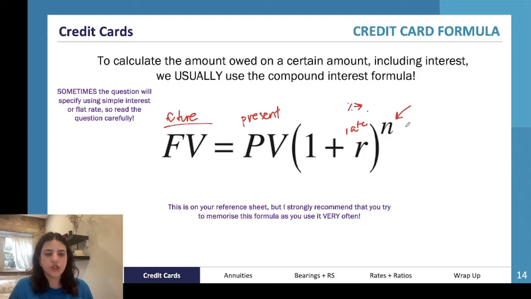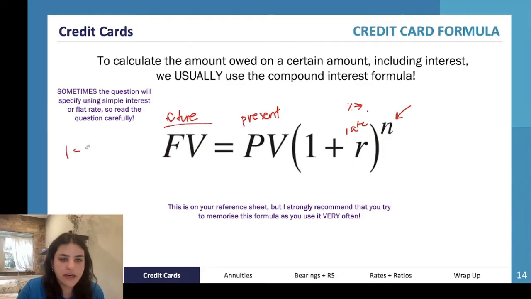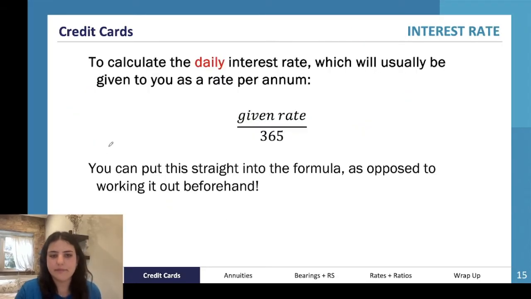Okay, another quick point: sometimes the question will specify that it's simple interest, which means you don't need to use a compounding formula like this. Most of the time it's going to be a compound interest formula, future value from present value. But if it says simple interest or flat rate, then you just use your simple interest formula, which, if you've forgotten, is I equals PRN. Flat rate is the same as that.